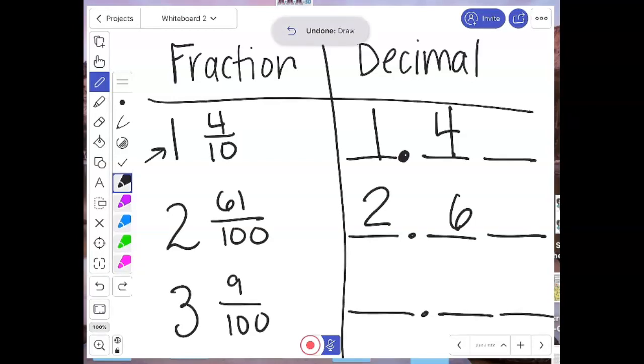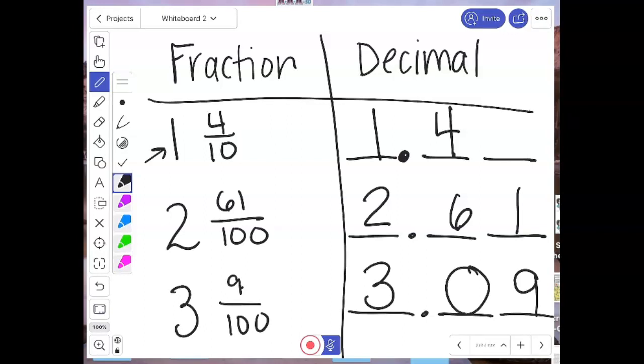It's a weird little spot that made. Oh, I did it again. 61 hundredths. Okay. 3 and, this is a tricky one, 9 hundredths. That means the 9 has to go in the hundredths place. That means I have to backfill this with a 0. 3 and 9 hundredths. Can't just leave a blank. I have to put a 0 in it.